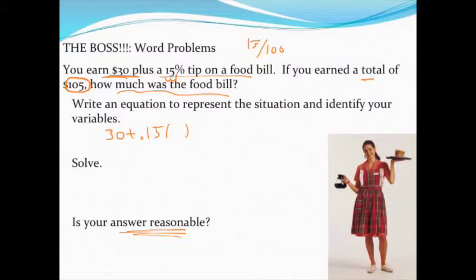Now, I don't know what that is, so if we don't know something in algebra, let's use a variable. And you may want to write on the side what x is equal to if you're going to forget. So x is the total food bill for the day. I know, though, that I've made a total of $105, so I'm going to set my equation equal to 105.